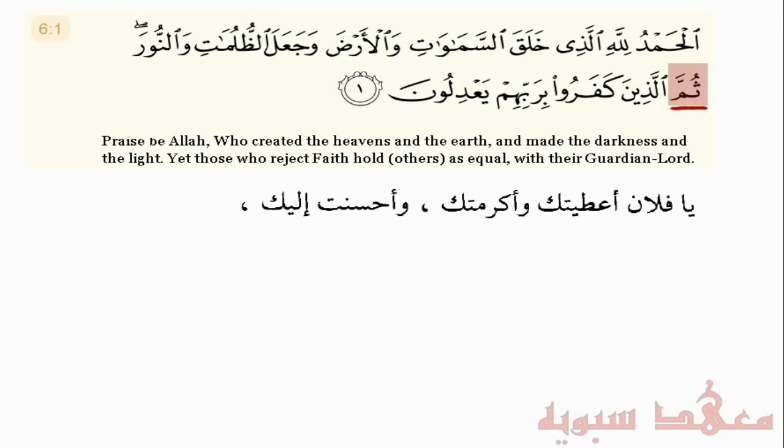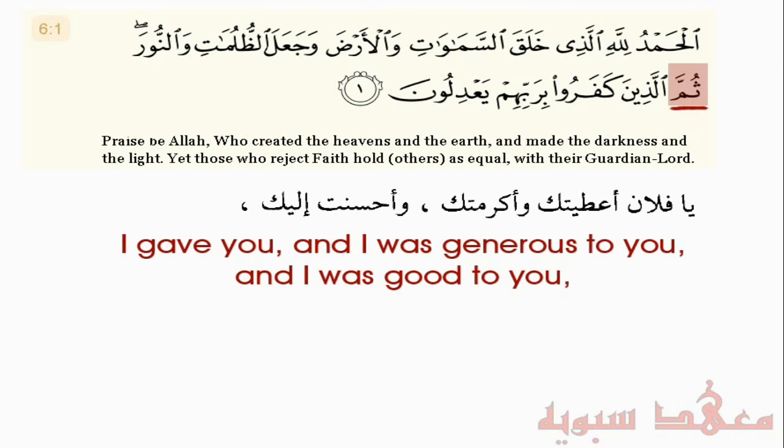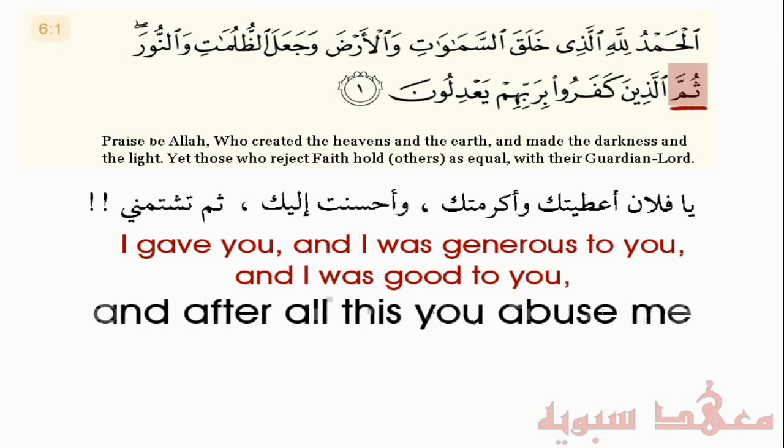It says Ya Fulan. Ya Fulan means oh so and so. So it says Ya Fulan أعطيتك وأكرمتك وأحسنت إليك. I gave you and I was generous to you and I was good to you. And then he says ثم تشتمني, and after all this you abuse me. He's counting the favors they did to him, and then after all this you abused me.